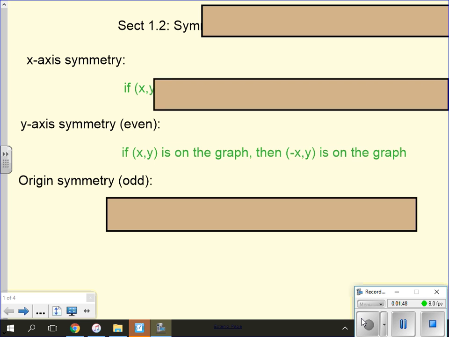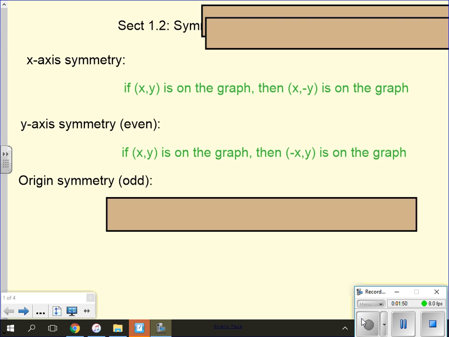Y-axis symmetry, these are even functions. If (x, y) is on the graph, then (-x, y) is on the graph. So if I change x from, let's say, +2 to -2, the same y value applies for both of those. So x and its opposite are both on the graph. That gives you y-axis symmetry. It's called even, and even and odd is kind of important.